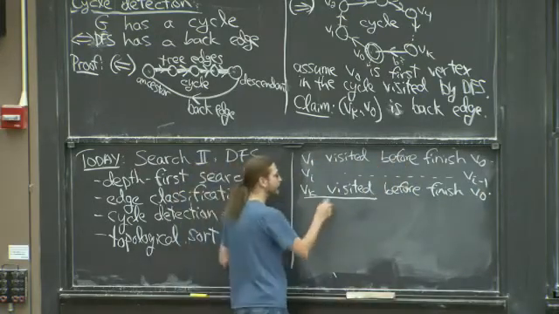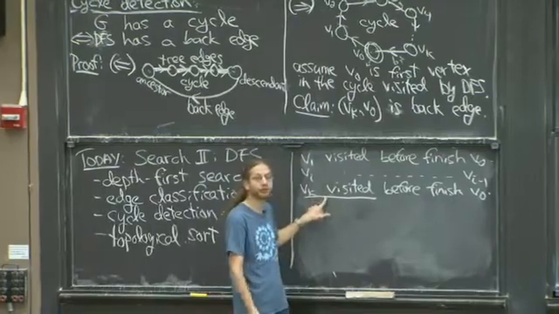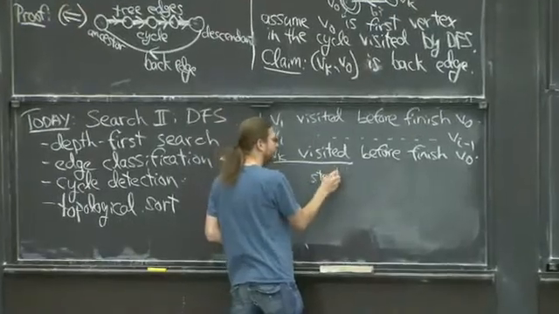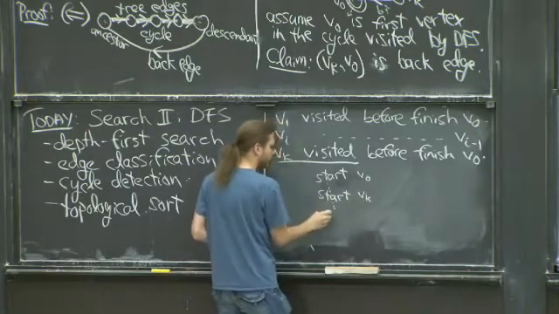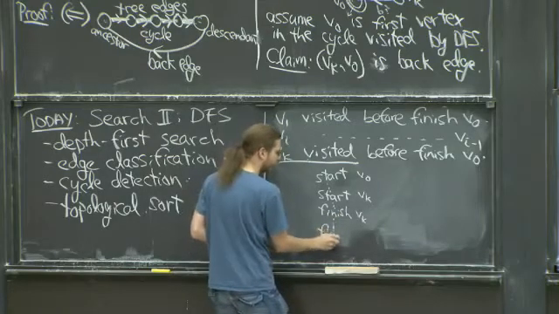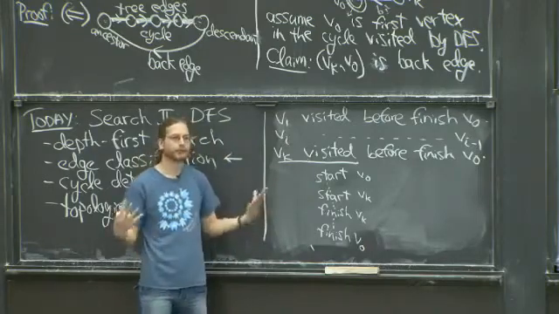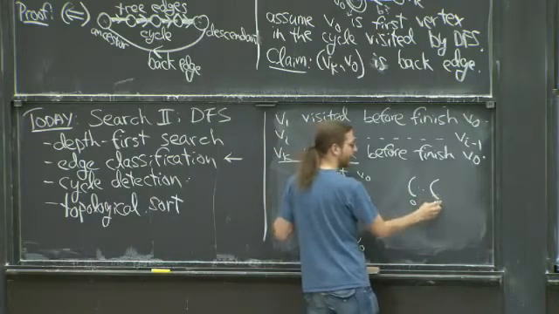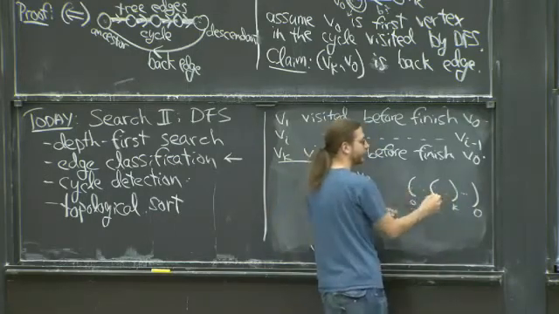And it will be entirely visited. We will finish visiting vk before we finish visiting v0. We will start vk after we start v0, because v0 is first. So the order is going to look like start v0. At some point, we will start vk. Then we'll finish vk. Then we'll finish v0. This is something the textbook likes to call, and I like to call, balanced parentheses. You can think of it as we start v0, then we start vk, then we finish vk, then we finish v0. And these match up, and they're balanced.